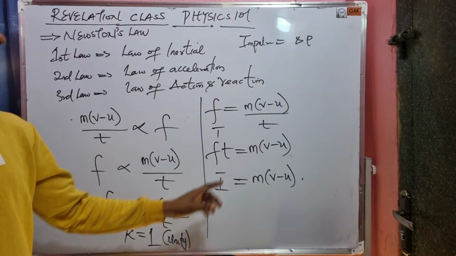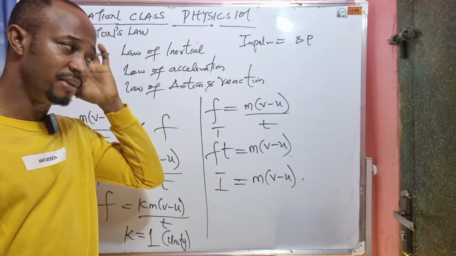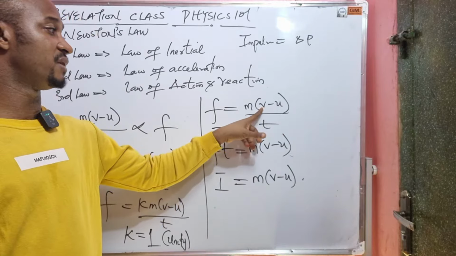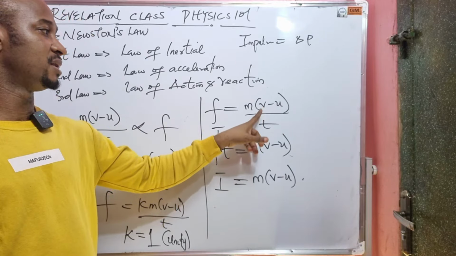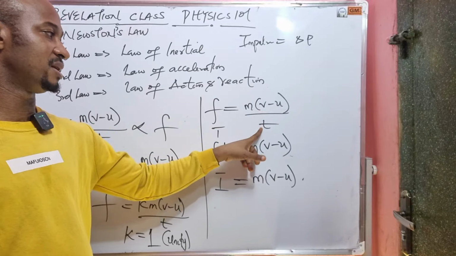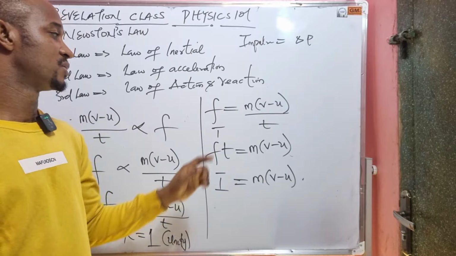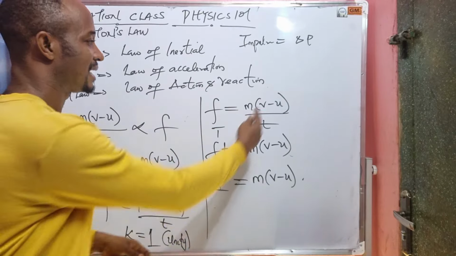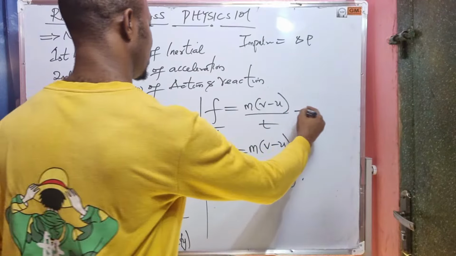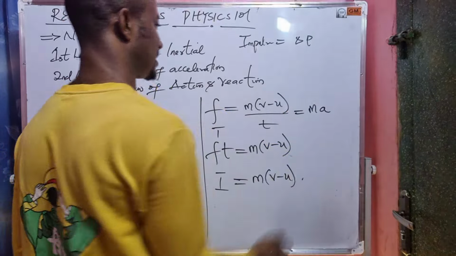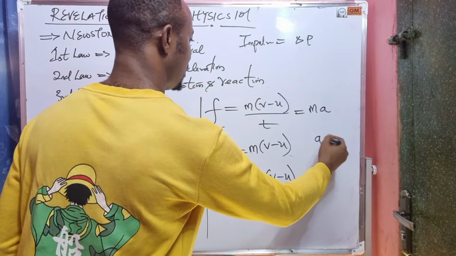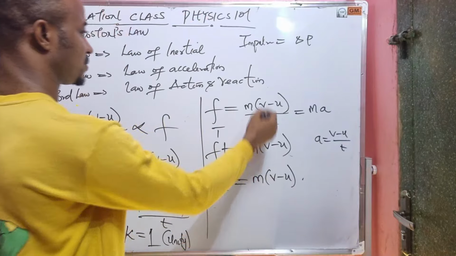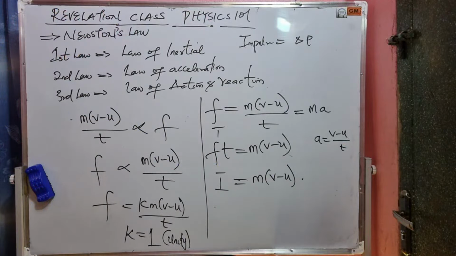In linear kinematics, acceleration can be defined as change in velocity over t, meaning (v minus u) divided by t is equals to acceleration. So that means that our force can also be defined as what? Mass times acceleration. So this is also equals to mass times what? Acceleration, where a is equals to what? (V minus u) over t. The whole of this represents what? A. Okay, that is the second law.